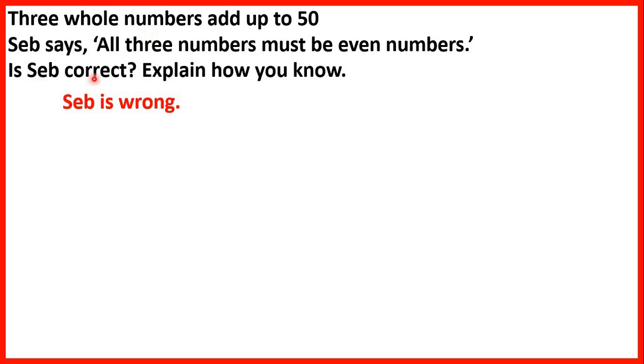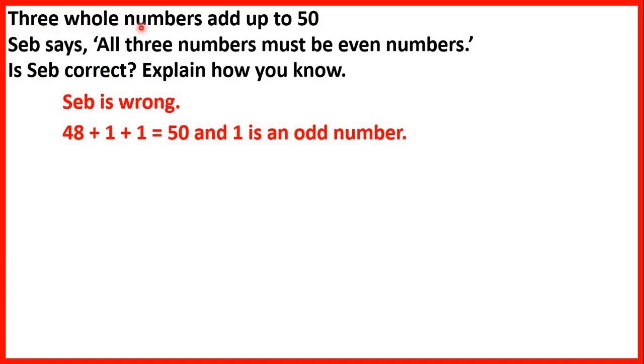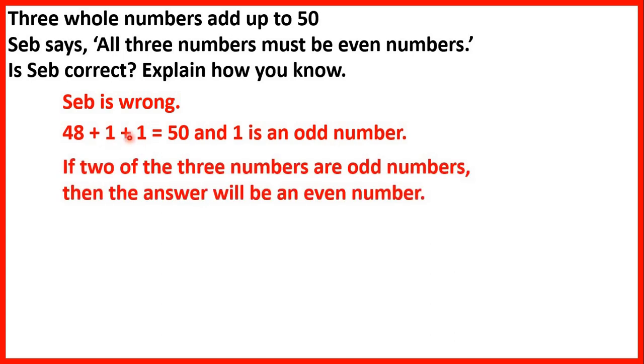And when they're wrong, we can give an example. So if we have three whole numbers, we could have 48, 1 and 1. Now that adds up to 50, but 1 is an odd number, not an even number. So if two of the three numbers are odd numbers, then the answer will be an even number.